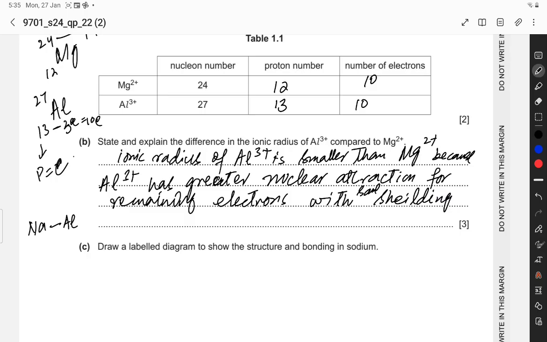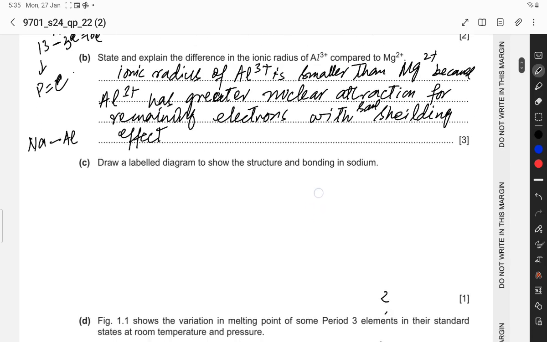Because aluminium and magnesium are present in the same period, the number of shells remains the same, so the shielding effect is the same, but the nuclear charge increases. So that's why aluminium has greater nuclear attraction for the remaining electrons with the same shielding effect. So that's why the radius of the aluminium ion is smaller than magnesium.